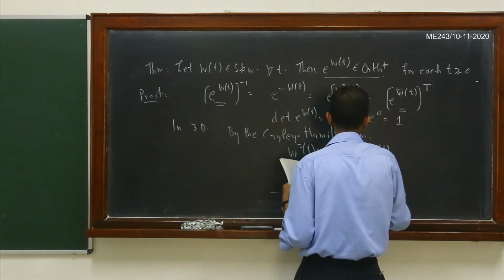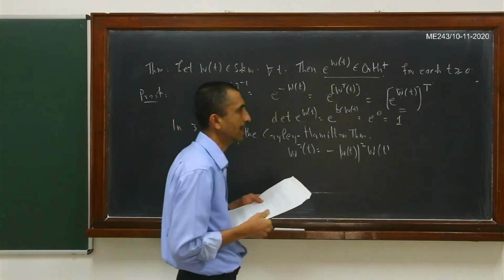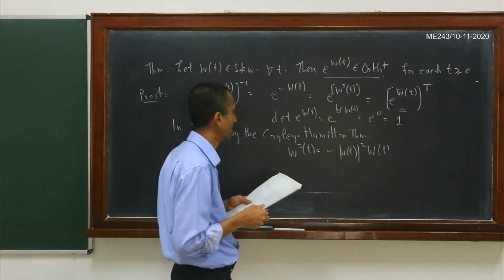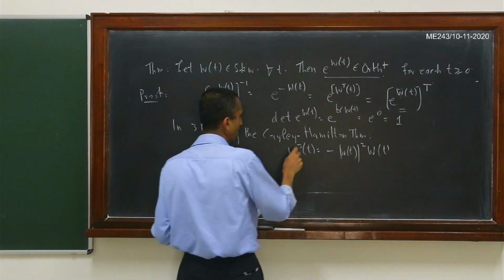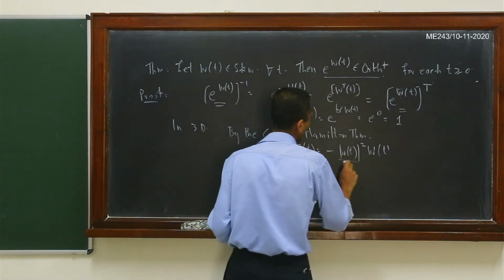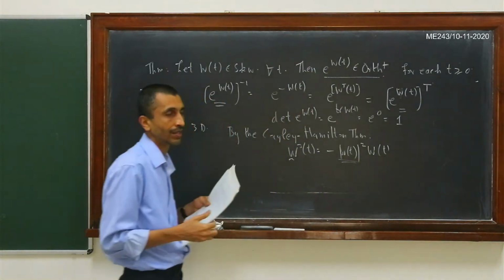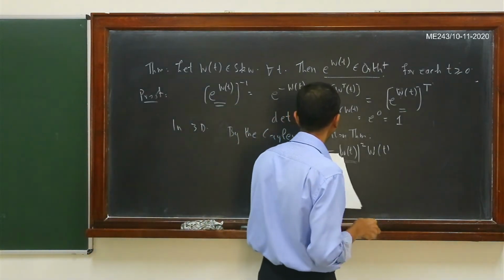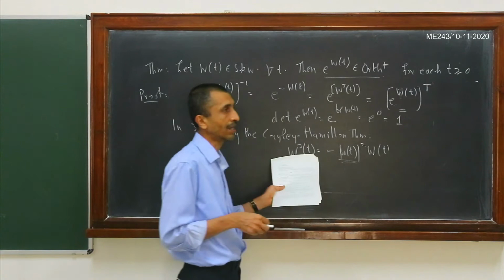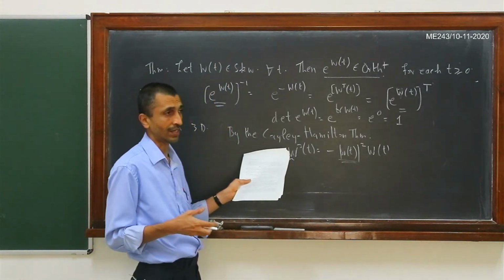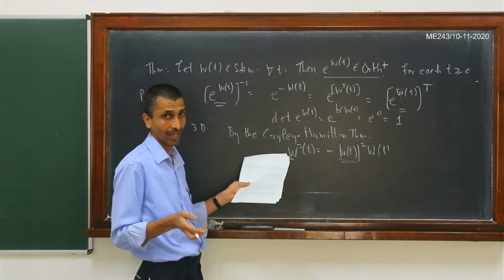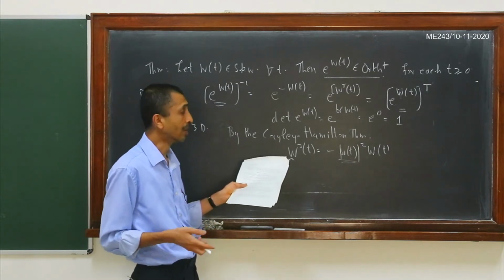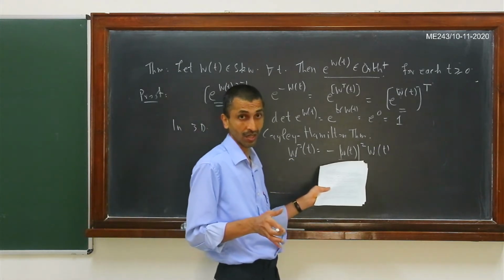This small w is the axial vector of the skew symmetric tensor capital W, and this is nothing but the norm of that axial vector w of t here. This actually follows because the first invariant of w, which is the trace, is 0. The third invariant, which is the determinant, is also 0, and only the second invariant is a non-zero quantity.